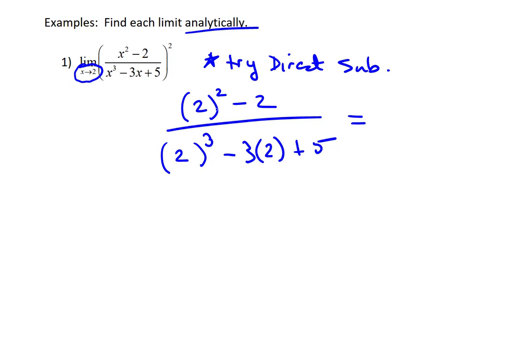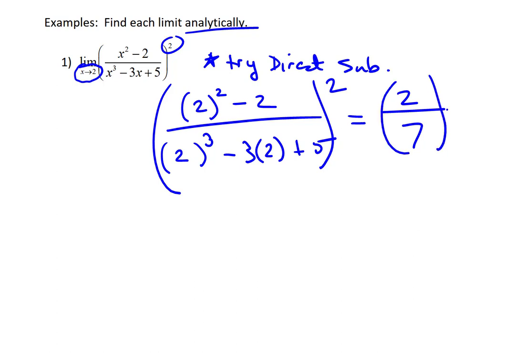Let's see. In the numerator, we have 2 squared minus 2. Well, that's really 4 minus 2, which is 2. In the denominator, we have 2 cubed minus 3 times 2 plus 5. Well, that's really 8 minus 6 is 2, plus 5 is 7. And also, let's not forget, this entire expression was squared. Ooh, it's easy to forget those squareds there. So we have to make sure we square this result.